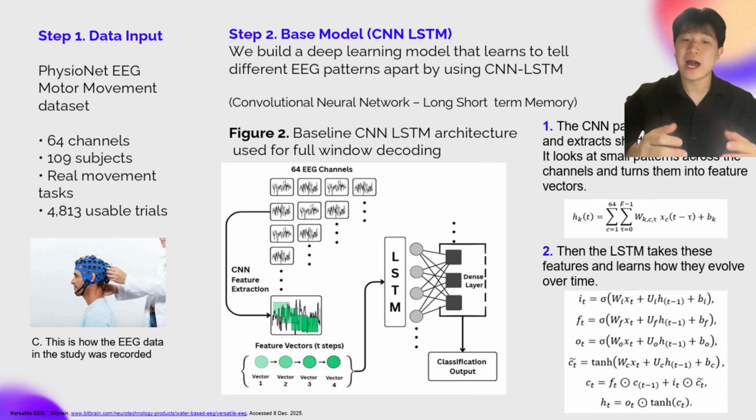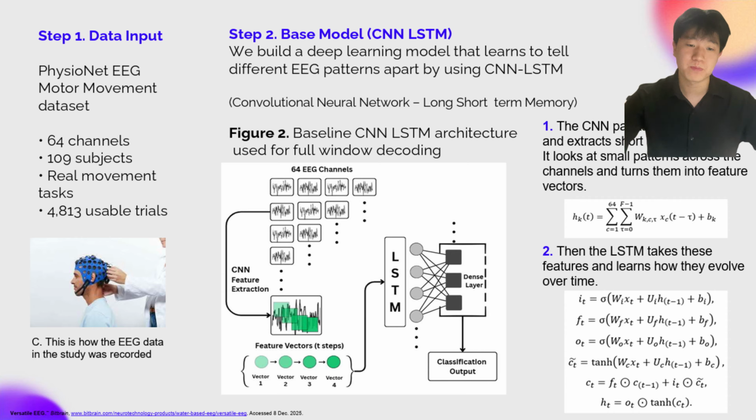For step 2, I built a baseline deep learning model using a CNN LSTM architecture, and how it works is shown in figure 2. The model works in two parts. First, the CNN finds short patterns in multiple EEG signals, and second, the long short-term memory then learns how these patterns change over time.